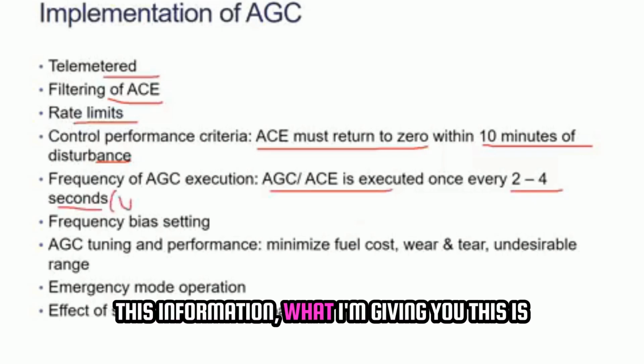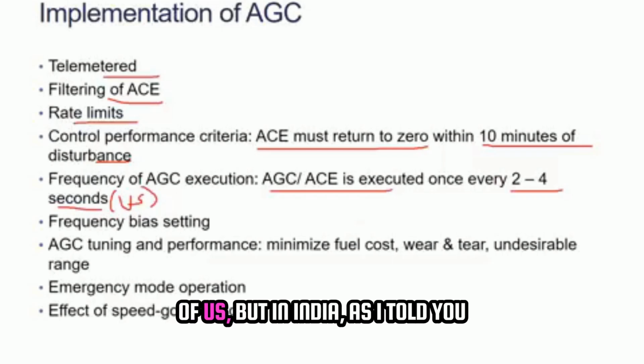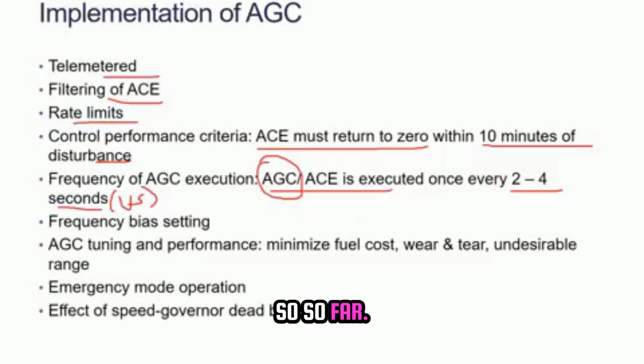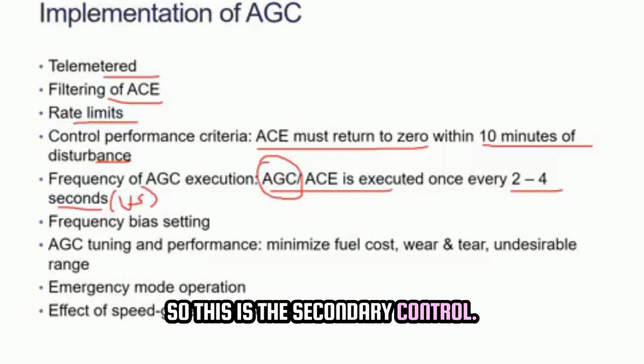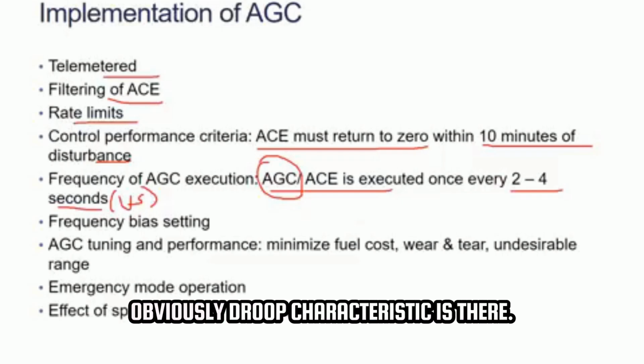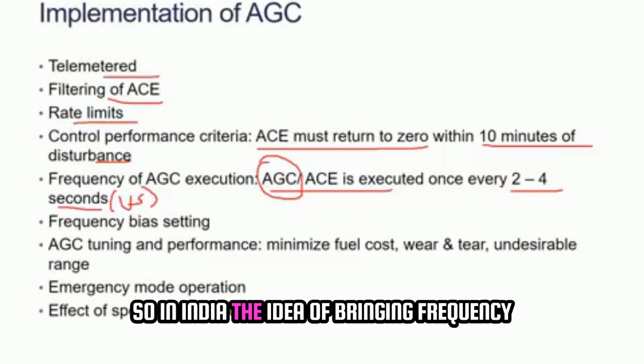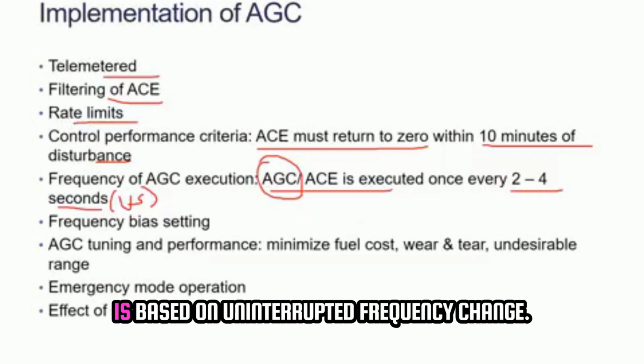This information that I am giving you is of the US, but in India, as I told you before, AGC is not there so far. AGC is the secondary control. India has the primary control. Obviously droop characteristic is there, but secondary control is not there in India. So in India, the idea of bringing frequency back is based on unscheduled interchange frequency change.